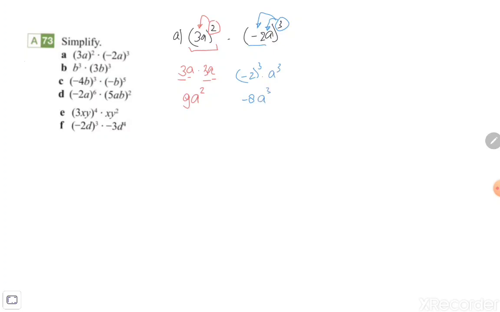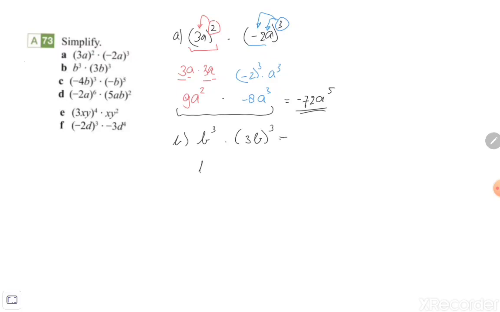Alright. And we still need to multiply this one. So 9a squared times minus 8a to the power of 3 is minus 72a to the power of 5. So that's how you need to do exercise 73a. Let me just look at the next one. B to the power of 3 multiplying with 3b to the power of 3.